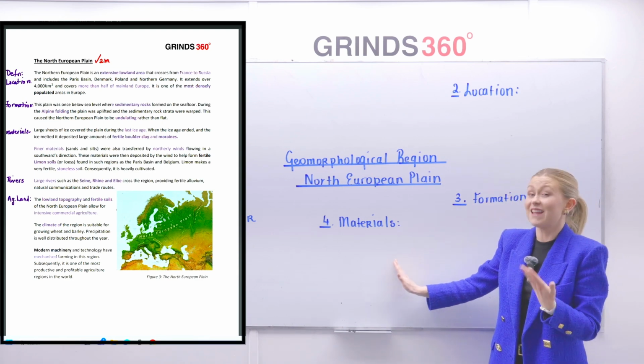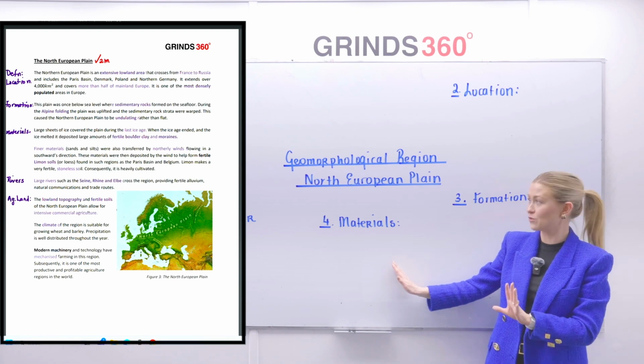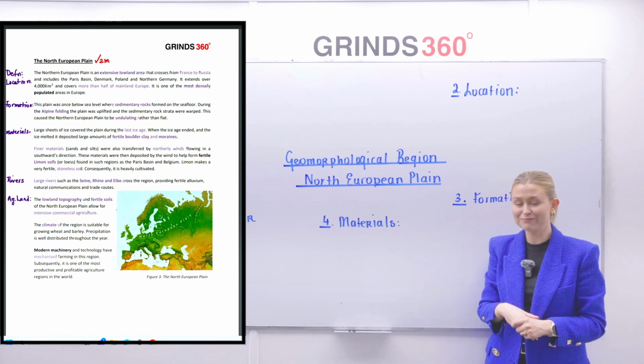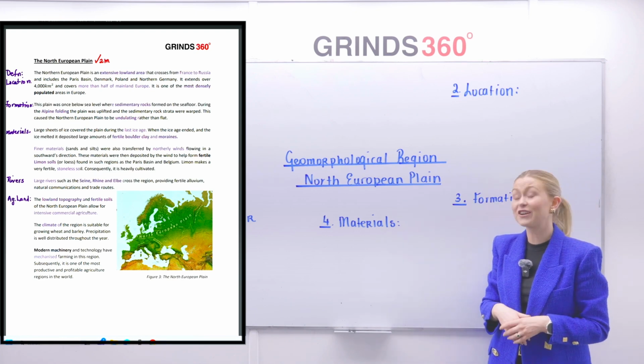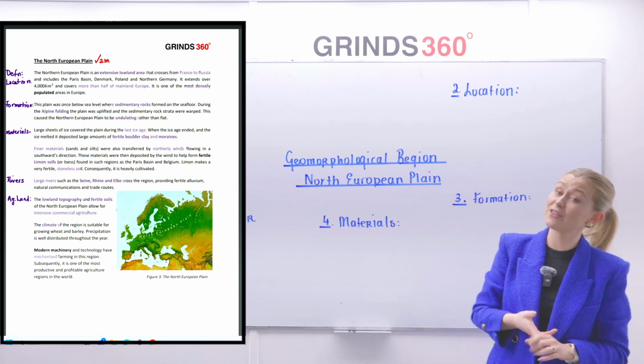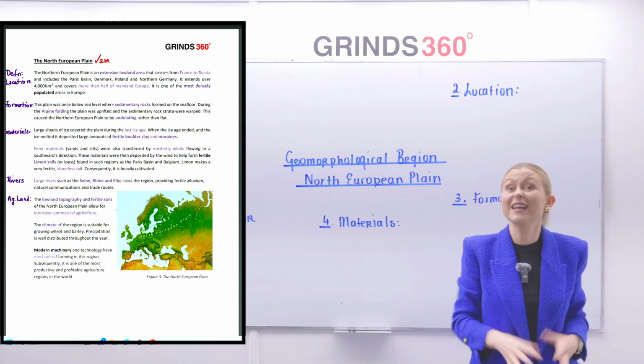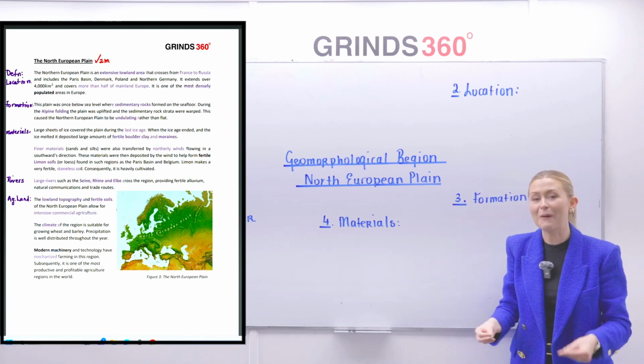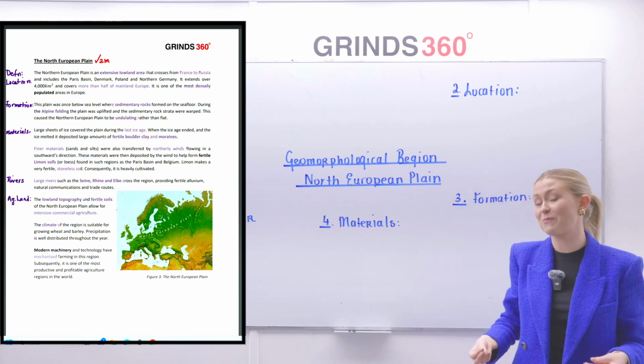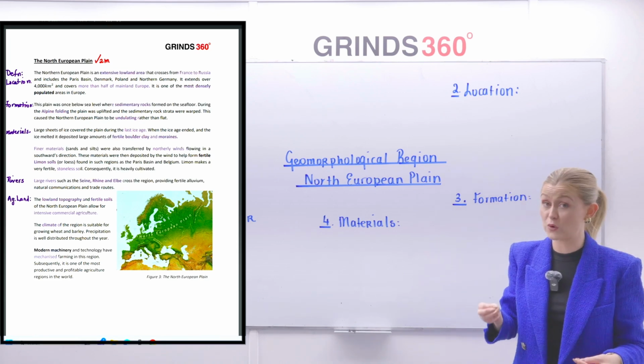After materials, let's think about the rivers that cover this region of the North European plain. Highlight large rivers. Large rivers such as the Seine, the Elbe and the Rhine. Now, you might remember the Seine, again, I'm going to keep saying this, from the Paris Basin, because when you look at your map for the Paris Basin, the Seine is what you're going to mark in.